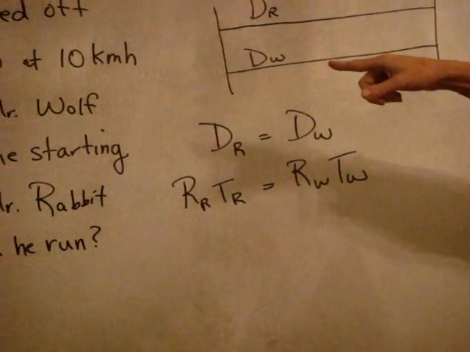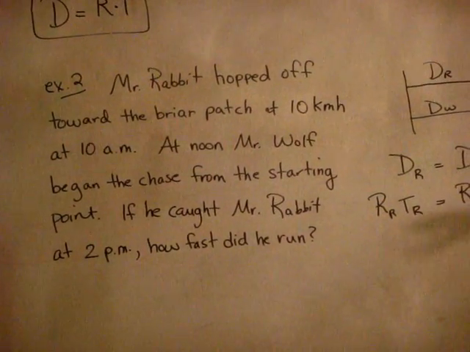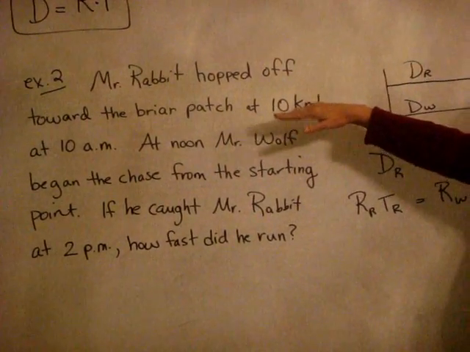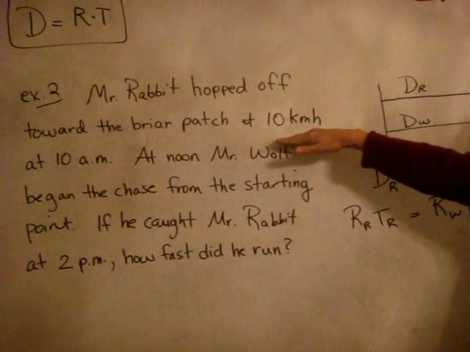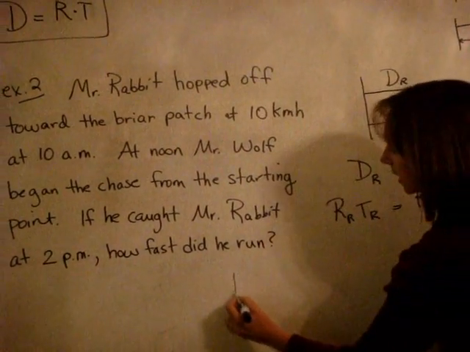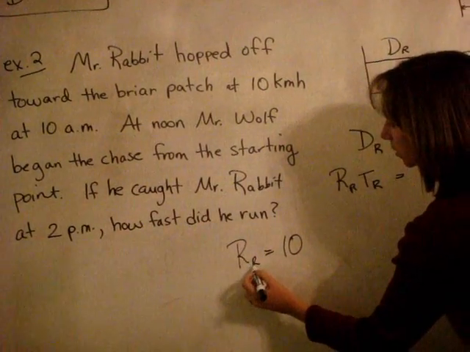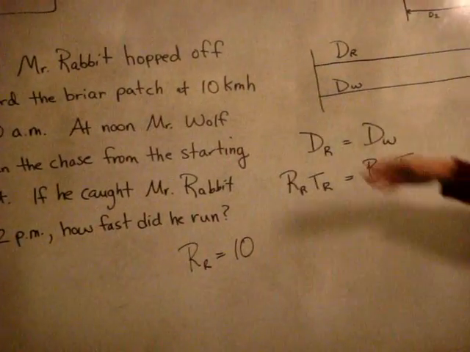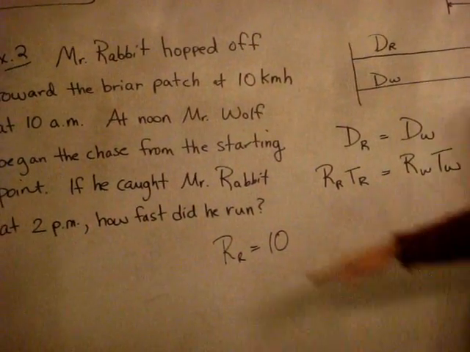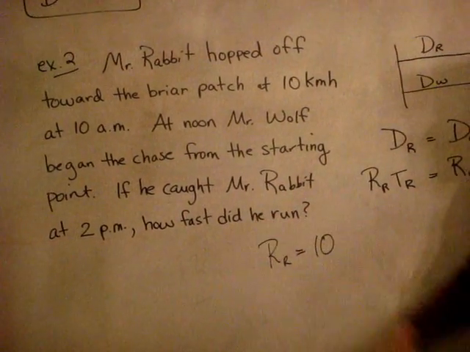Now we go back to our problem and write down everything that we know from the problem. We have that Mr. Rabbit's rate is 10 kilometers per hour. So I'm going to write that down. The rate of the rabbit equals 10. We'll put in the units at the end. We don't know the rate of the wolf. That's what we're trying to figure out, how fast. The speed is our rate.